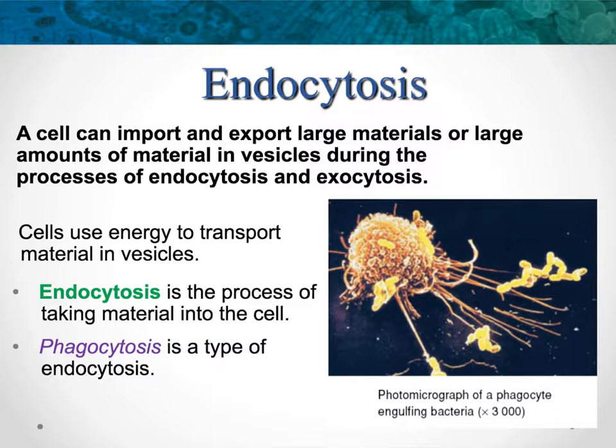So let's talk about endocytosis. Think of in. Endocytosis is the process of taking material into the cell, okay? Taking large amounts of substances into the cell. And one particular type is phagocytosis, which we did talk about in class, and we will continue to talk about.